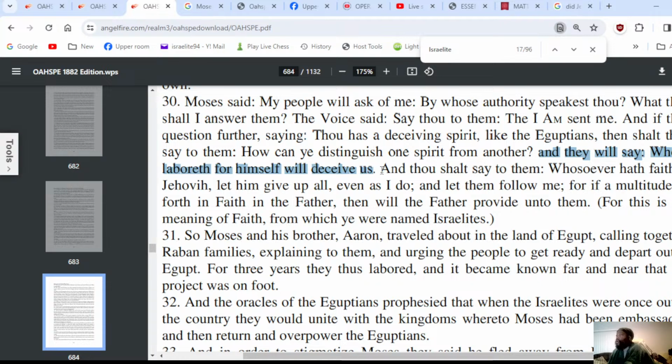But the angel is ready. Look what he says. And thou shalt say to them, whosoever hath faith in Jehovah. See, now he's lying. He knows what to say to get the people to dupe the people, to dupe really the Oralites. And they fell for it. Whosoever hath faith in Jehovah, even he's already misled them into thinking that he was from. This was a fallen angel speaking.